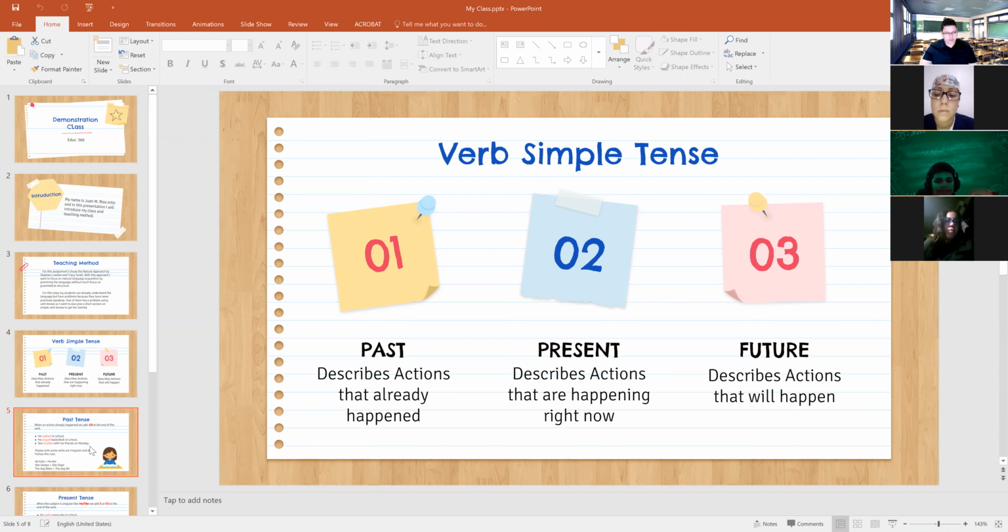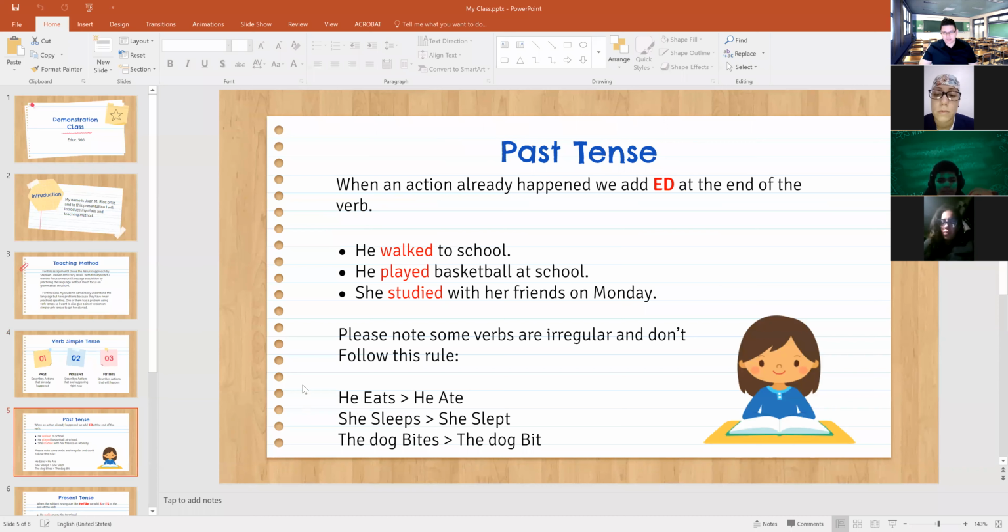Okay, next slide. First we're going to start with the past tense. When an action already happened, we can add the ed at the end of the verb, and that's how you convert the verb into past tense. For example, here the verb is walk. By adding ed, he walked to school. Next, the verb play, we add ed, he played basketball at school. Next is study. She studied with her friends on Monday.